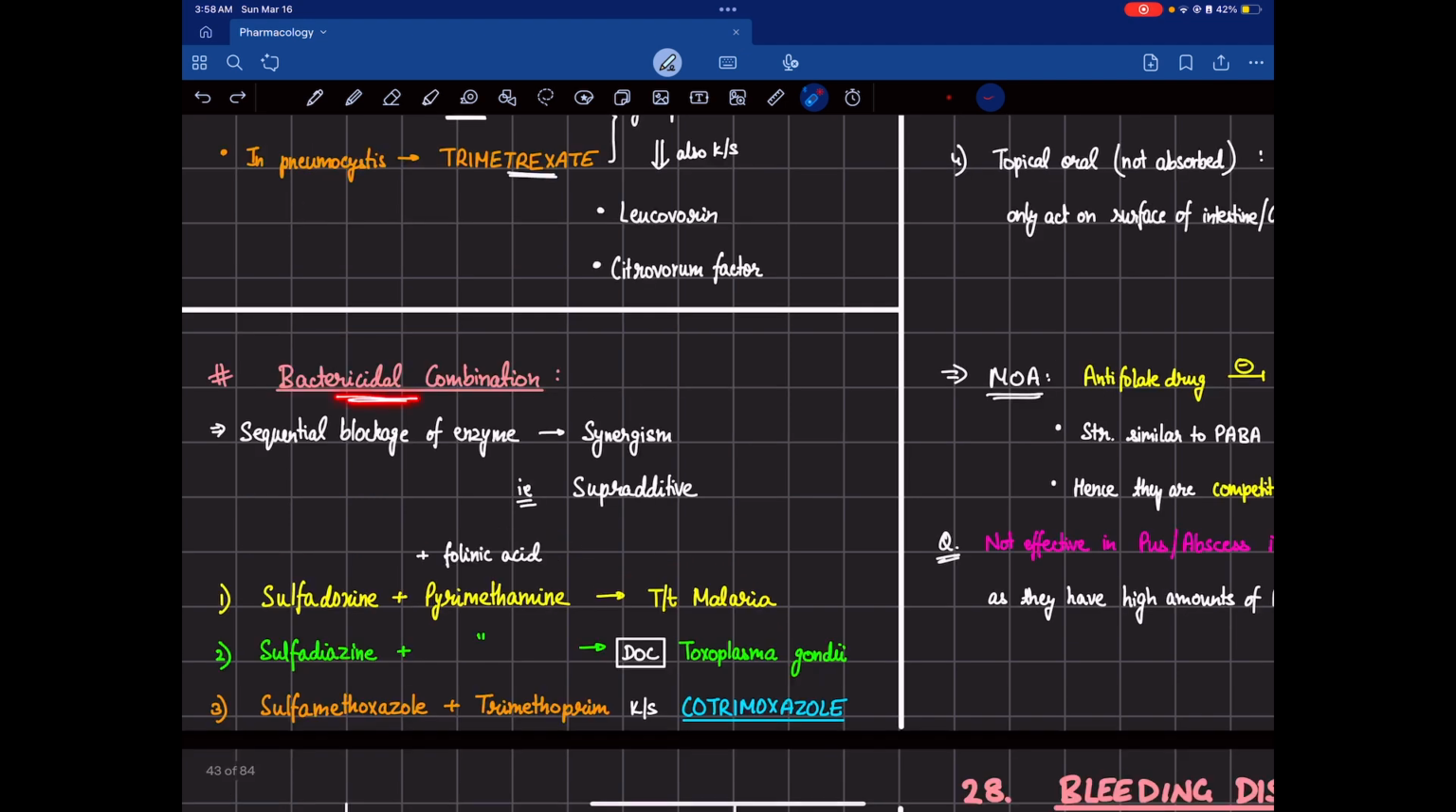Talking about bactericidal combinations, we use sequential blockage of enzymes and it causes synergism, or it is also known as supra-additive effect. So what are the combinations that we use? We use sulfadoxine with pyrimethamine and folinic acid for treatment of malaria. We use sulfadiazine and pyrimethamine, which is a DOC, drug of choice, for Toxoplasma gondii. We use sulfamethoxazole and trimethoprim, and this combination is known as cotrimoxazole.